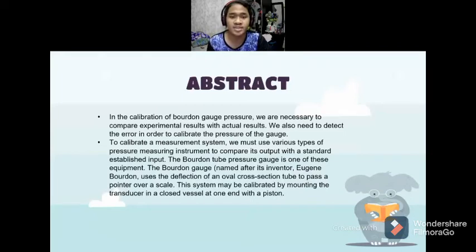The Bourdon gauge, named after its inventor Eugene Bourdon, used the deflection of an oval cross-section tube to pass a pointer over a scale. This system may be calibrated by mounting the transducer in a closed vessel at one end with a piston.